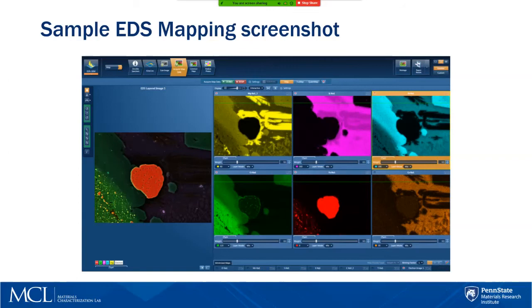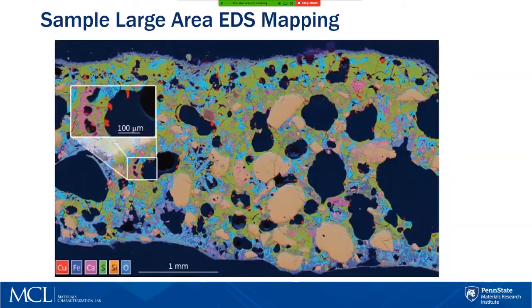We also have the ability to do large area mapping. And that's where you take individual maps all across your sample and then stitch them together afterwards. So you can map an entire, several centimeter sample and stitch it all together to get a really good EDS map of your entire sample.